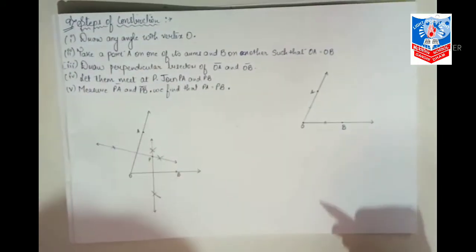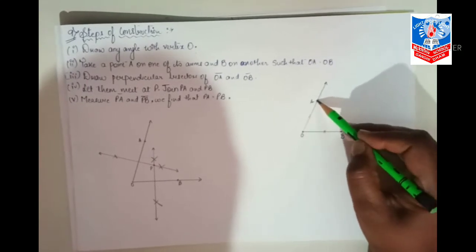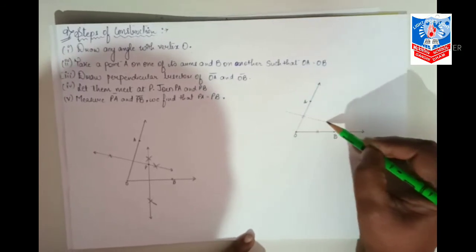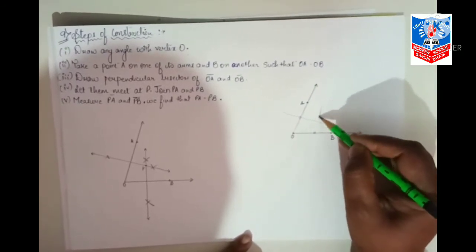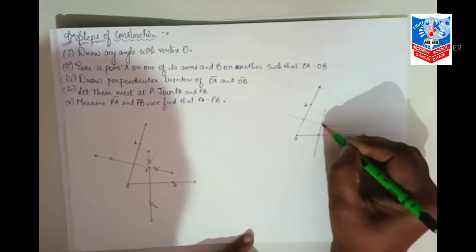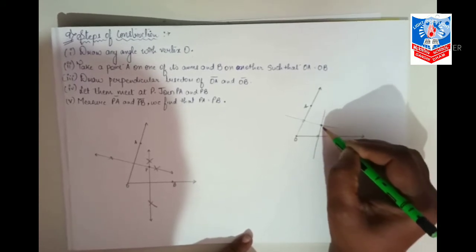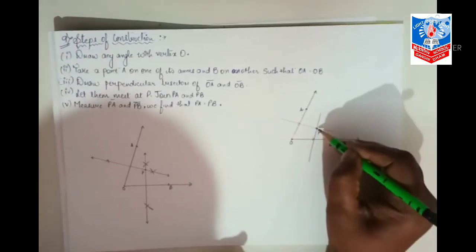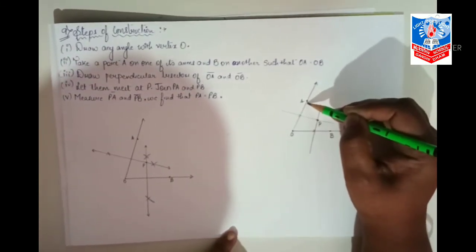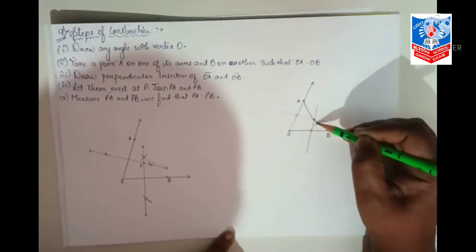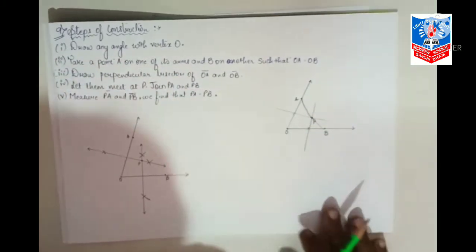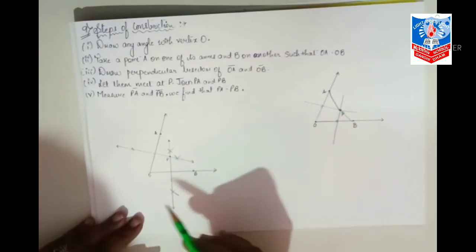Understood? Now you will draw the perpendicular bisector of OA and OB. Like this way you will draw the perpendicular bisectors of OA and OB, and these two bisectors will meet at the point P. Give the name P where these bisectors meet. Now join PA and PB. Now check whether they are equal or not. Understood? Now see, here I have done this for you.